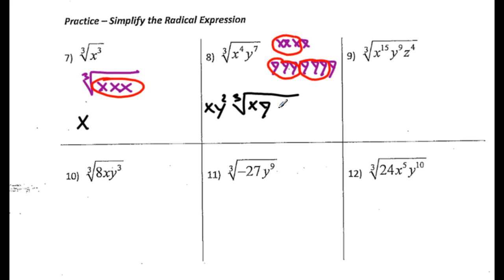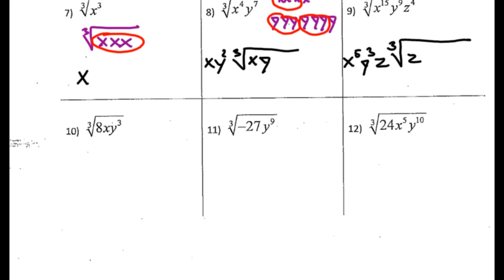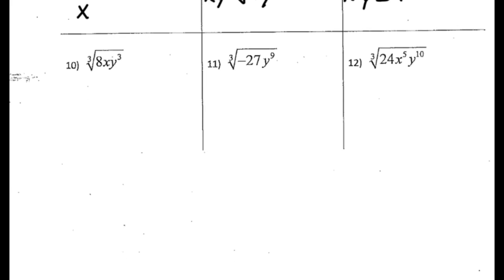Okay? Alright, give number 9 a shot. Pause it and try. Alright, so number 9, here's the final answer. All the x's came out, all the y's came out, 1z stayed in. Okay? Alright, so let's try this here. So now we're going to put everything together, numbers and variables. Alright, but we're still doing cube roots.